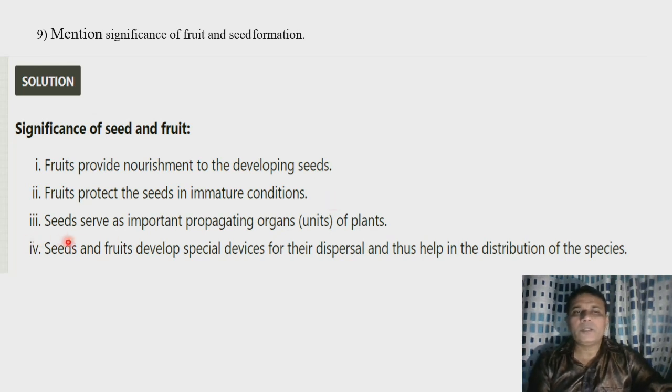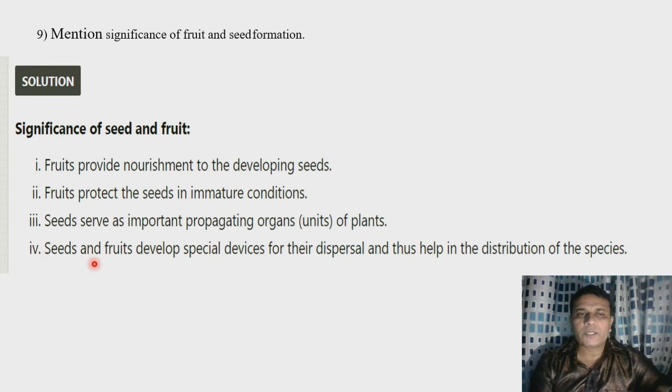Then seeds serve as important propagating organs, or these are also called units of plants. Now you know that reproduction occurs in each living organism. So to produce or propagate new plants, seeds are useful and they serve as important propagating units for the development of new plants.